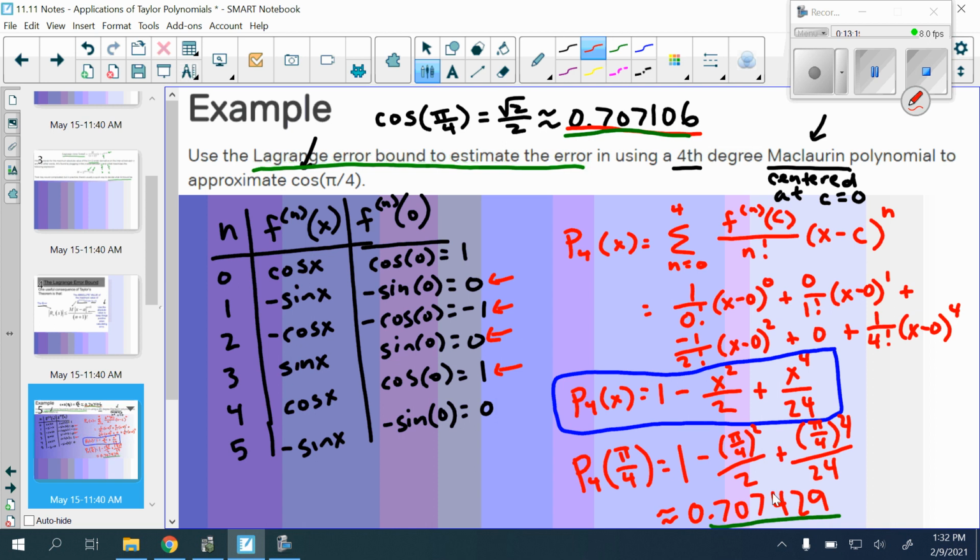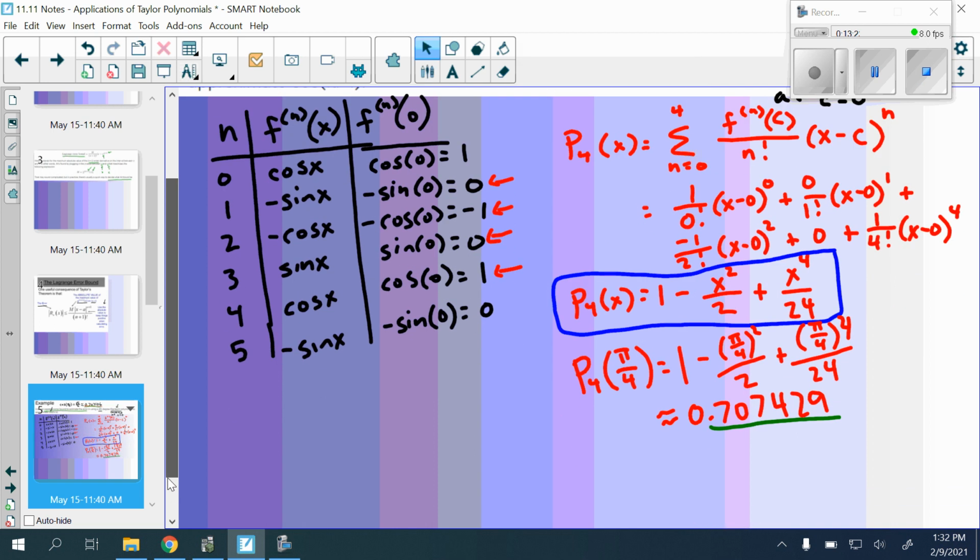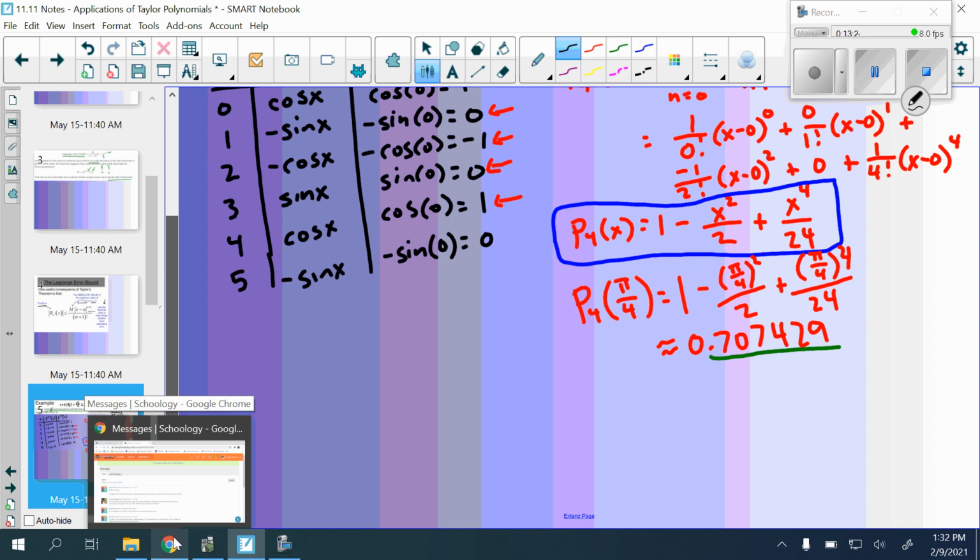So to do that, we're going to use our Lagrange error here. The Lagrange error that we saw on the previous slides is that the error, or most things use R here, so R of 4 of x is going to be, and we're going to use absolute value here, less than or equal to our M value over the n plus 1 term, factorial, times x minus 0.